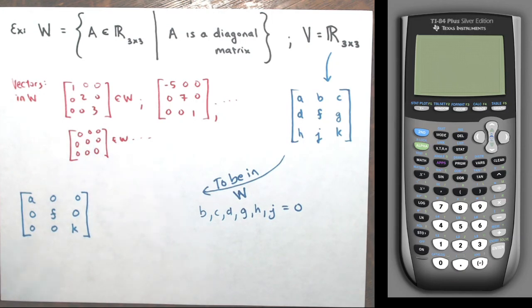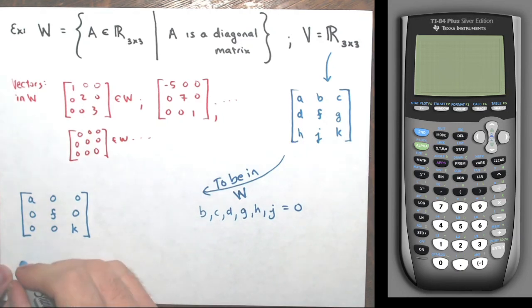So I have 3 free variables, A, F, and K. So there's going to be 3 vectors in a basis for W. All right, and just as I've been doing, I'm going to take the way a general vector in W looks like, and write it as a linear combination. I'm going to spread it apart based on the free variables.